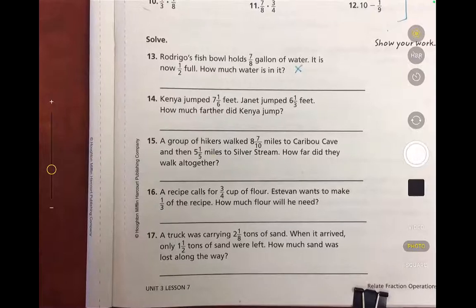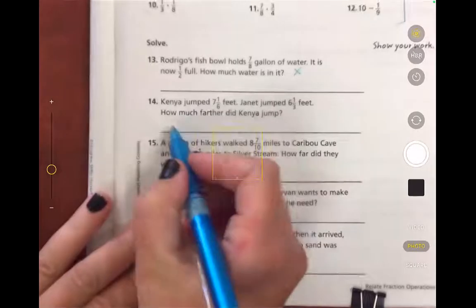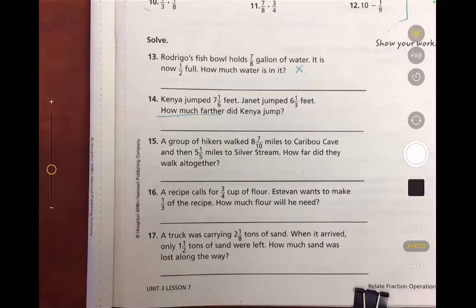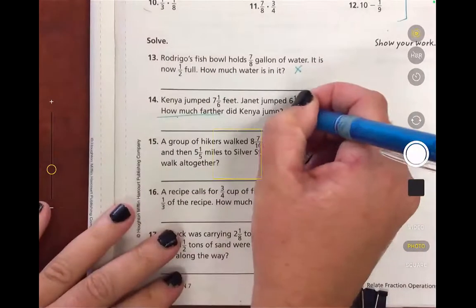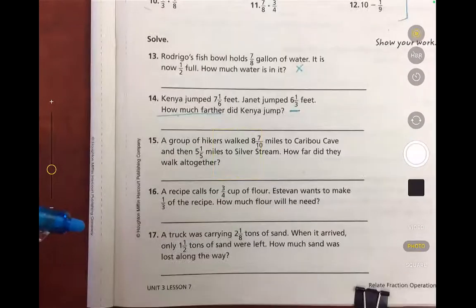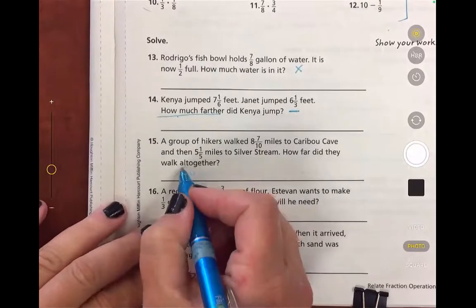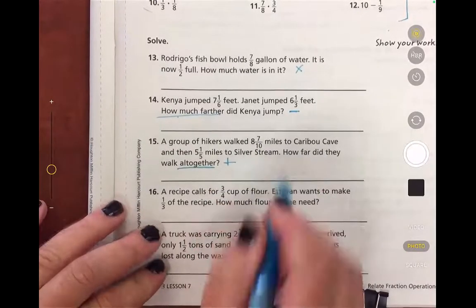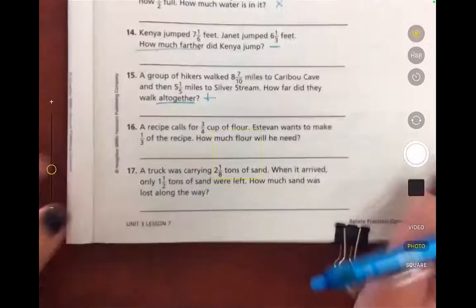Kenya jumped 7 1/6 feet. Janet jumped 6 1/3 feet. How much farther did Kenya jump? Subtraction. Yes, that is a subtraction problem. I need to subtract those two fractions. A group of hikers walked 8 7/10 miles to Caribou Cave and then 5 1/5 miles to Silver Stream. How far did they walk all together? Addition. Yes, all together is our keyword for addition.